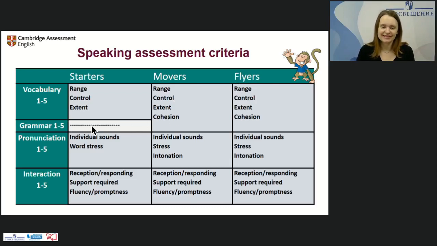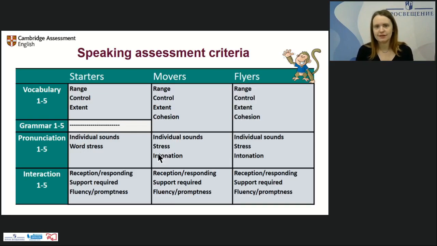Please pay attention that for starters, grammar is not assessed. So you don't have any criterion about grammar for starters. For movers and flyers, yes, it's both vocabulary and grammar. And for starters, it's just vocabulary, because they're small kids and they learn the language in chunks. So it's not about auxiliary verbs and stuff like that. It's all about chunks, it's all about collocations and reactions. So no grammar here. As for pronunciation, individual sounds, word stress, and intonation.